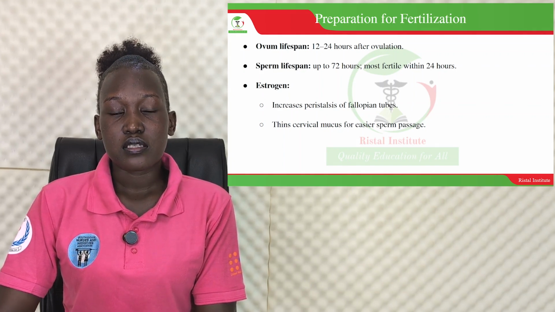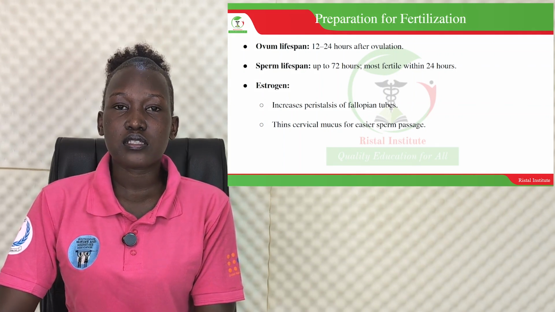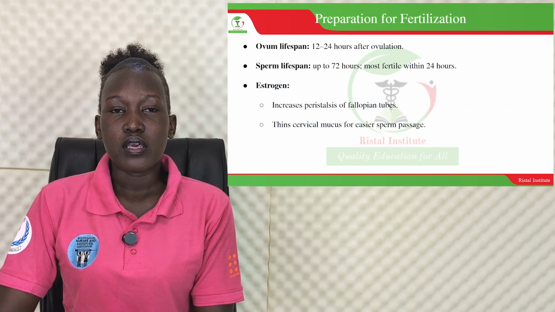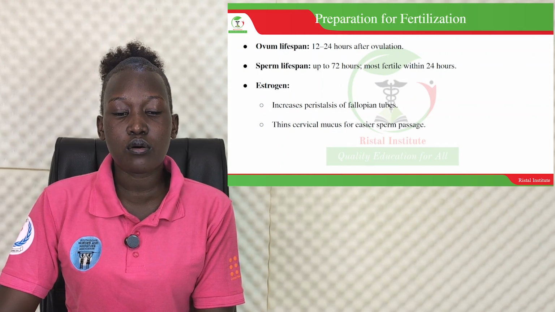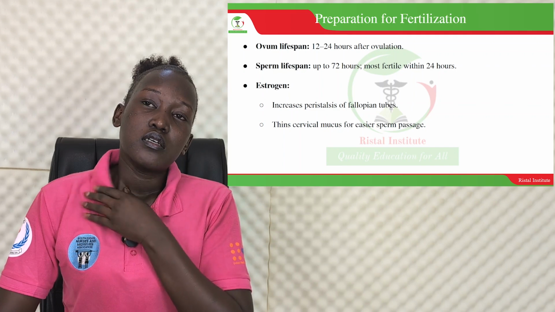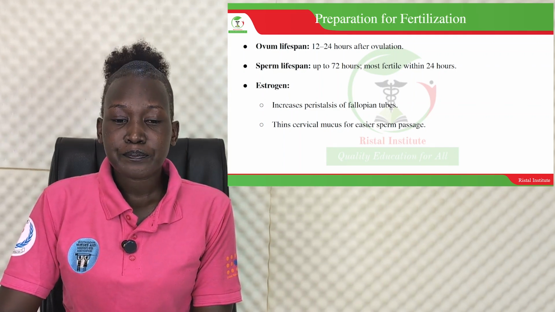So these are the three things that we should keep in mind when we begin to look at fertilization. We look at the lifespan of the egg, the lifespan of the sperm, and then the hormone which is very important, which is estrogen.